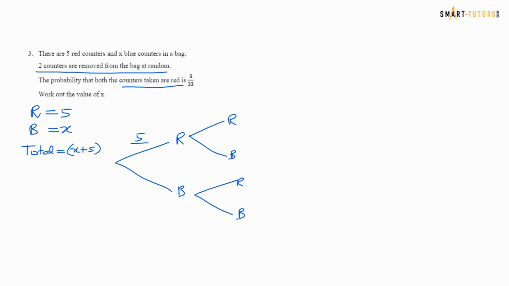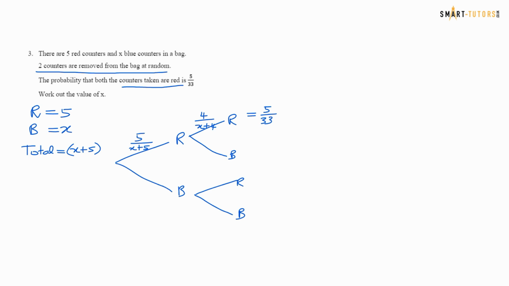Red is 5 upon x plus 5. I hope you understand this one. The number of red counters is 5 and the total is x plus 5. For the second pick, 1 counter is going to be less because she didn't put it back in the bag. So 5 take away 1 is 4, and x plus 5 take away 1 is x plus 4. Multiplied together, this gives 5 over 33. Don't worry about filling up the other branches; that is not going to help you.